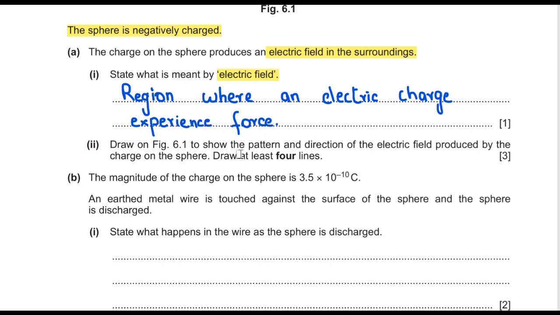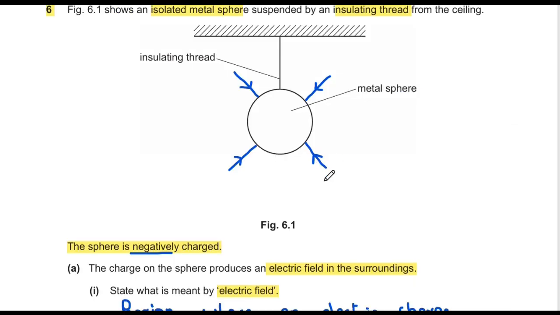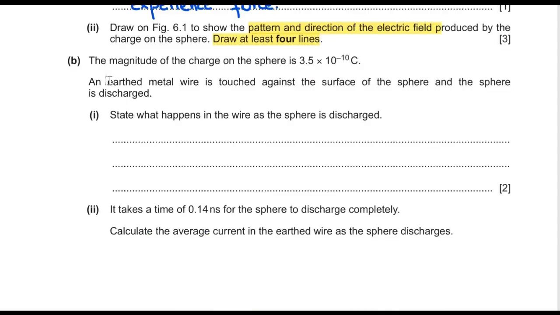The second part says draw on figure 6.1 to show the pattern and direction of the electric field produced by the charge on the sphere. Draw at least 4 lines. So for a negatively charged particle, the electric field lines are directed towards the charge and they should be equally separated.